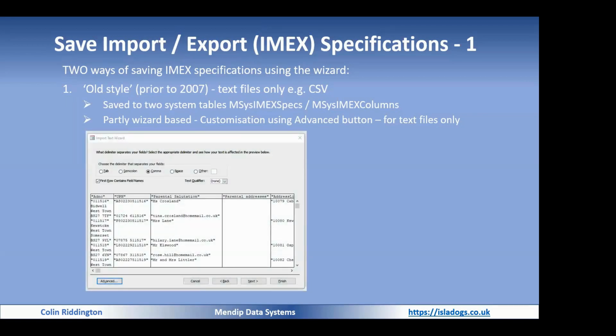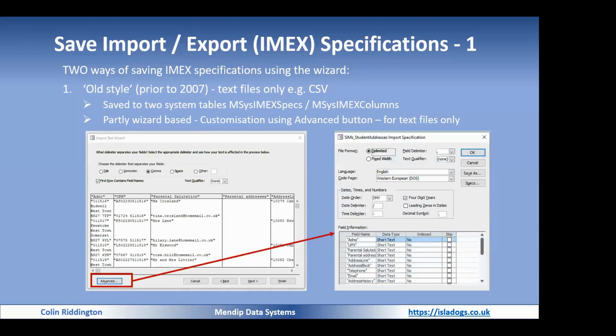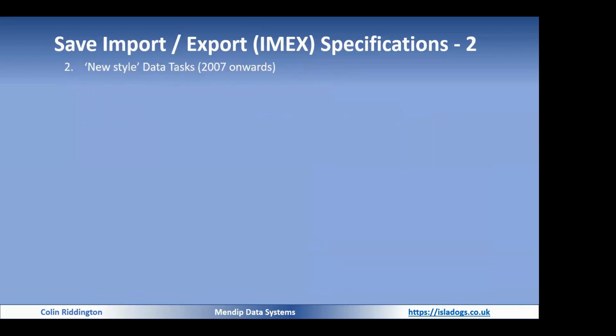And if you use the import text wizard, then you'll get to a certain point here and you will see an advanced button in the bottom left, and when you click on that you will then open a screen that many of you will be familiar with, which allows you fine-tuning of the different parts of the import or export specification, and that works fine.